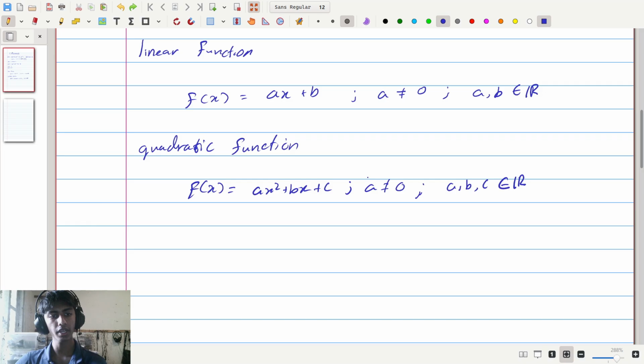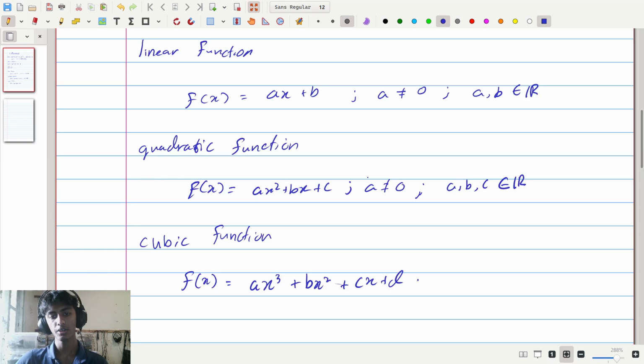Similarly, the next one which we have a proper name for within the syllabus is the cubic function, which is the function of the form f(x) equals ax cubed plus bx squared plus cx plus d, with the condition that a is not 0 and a, b, c and d are elements of the real numbers. This is the only condition for a cubic function.